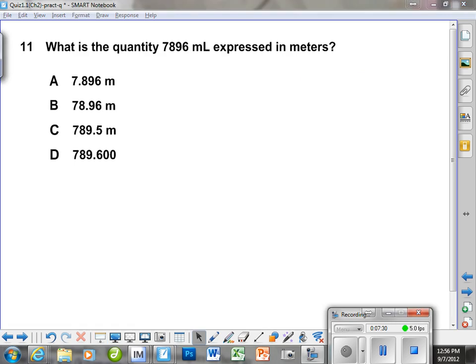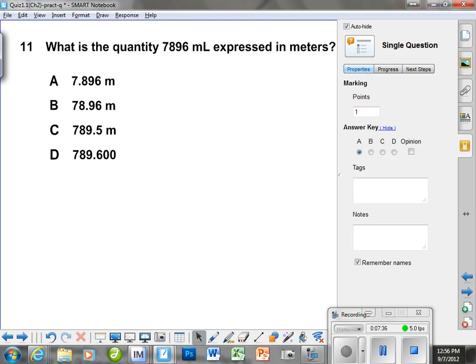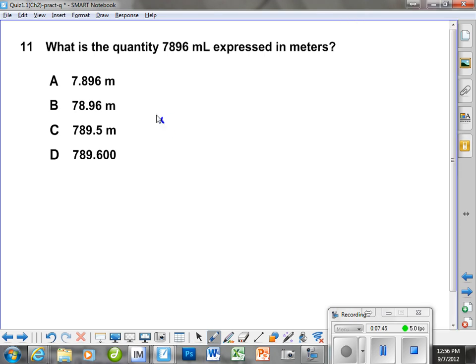Okay, on this problem, I didn't have time to have a class go through this, but we can look and see that the correct answer in this particular case is A. At least I hope it's correct. We're going to check that in just a minute. But we got 7,896 mils. That would be like our given. So we're going to put that over 1.